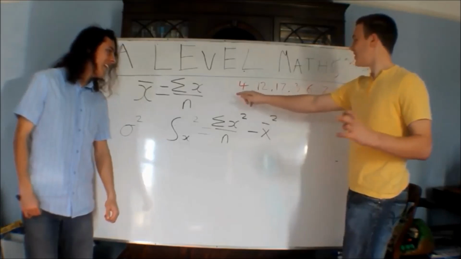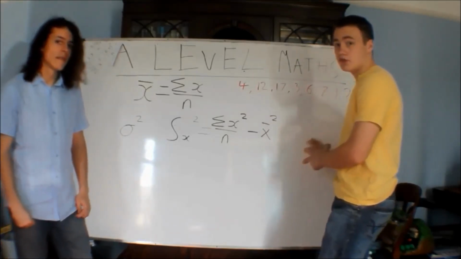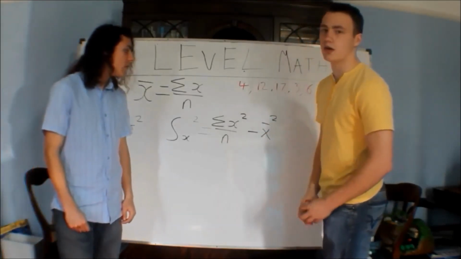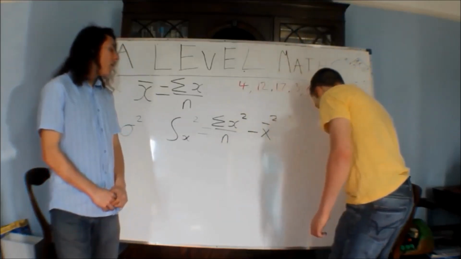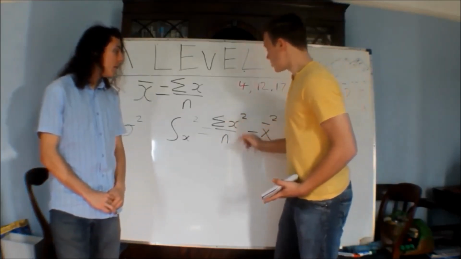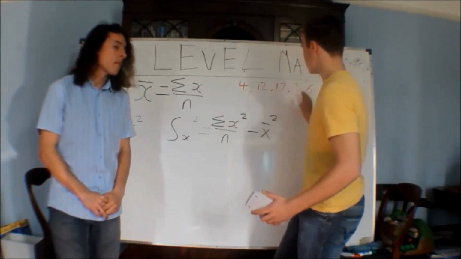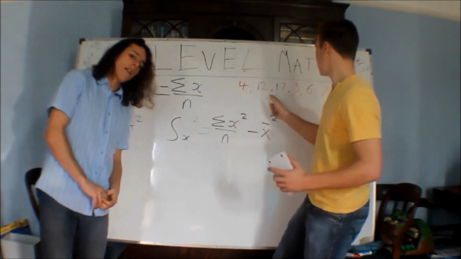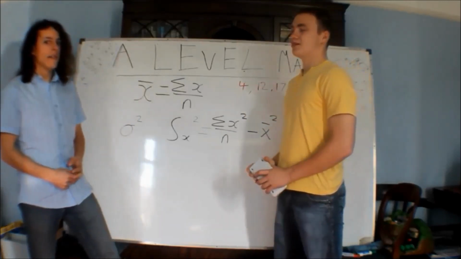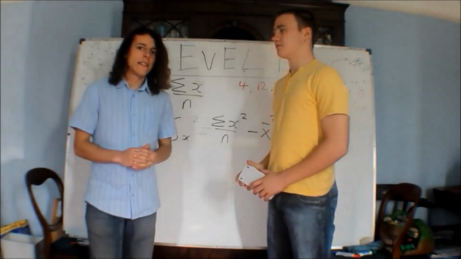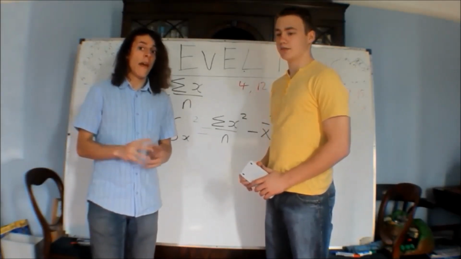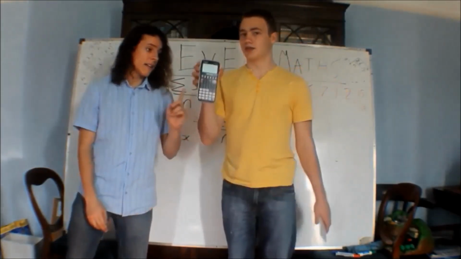So now we have a nice list of 10 numbers. It makes n easy, that's why I asked for 10. Sigma x squared means the sum of these all squared, so 4 squared plus 12 squared. As you can imagine, they give you a bigger list than that in the exam and it's a nightmare. It takes a long time, and that's why you should get one of these calculators.